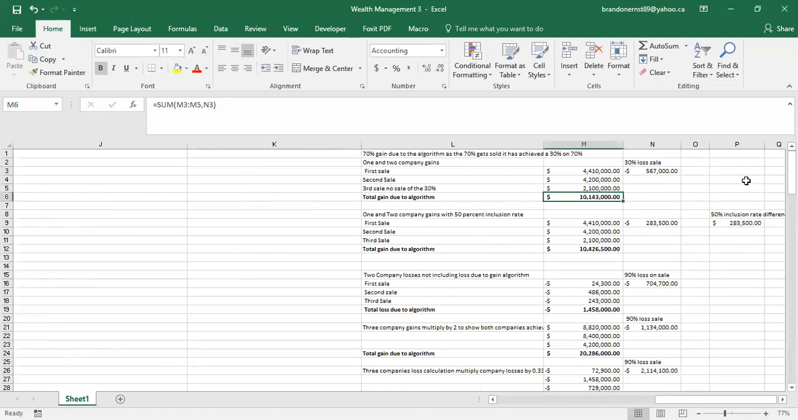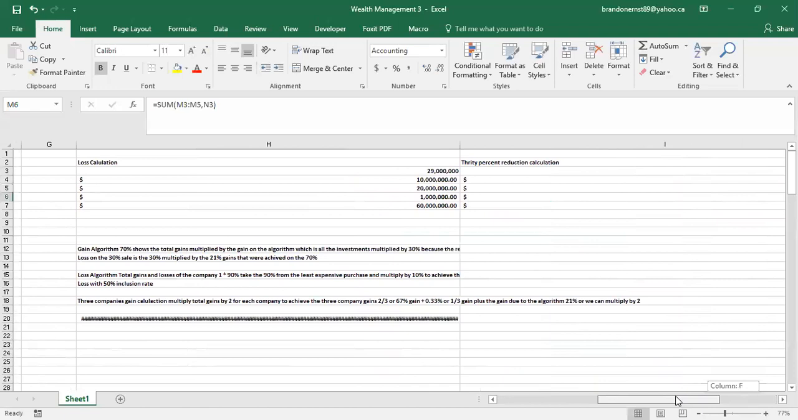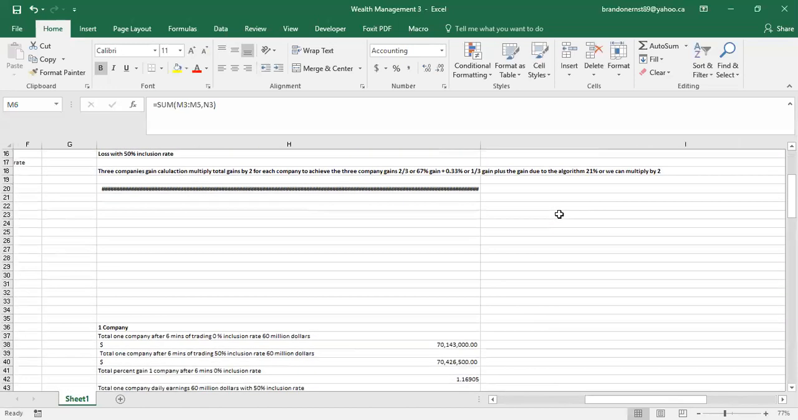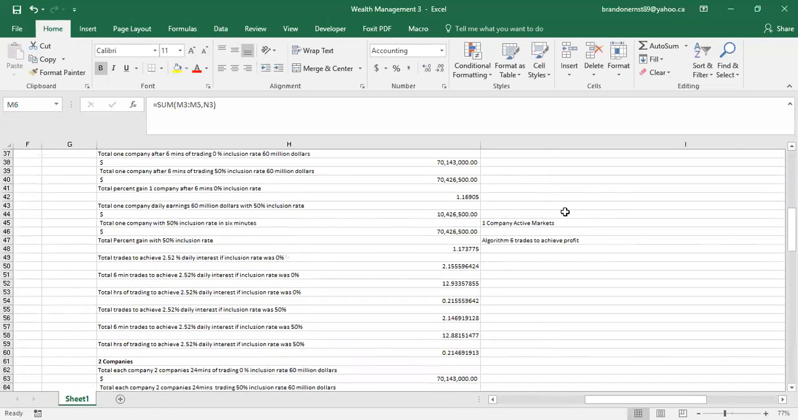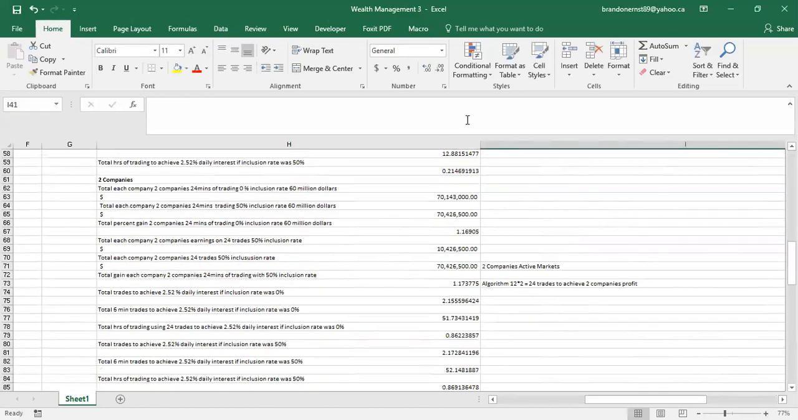In 6 minutes of trading on $60 million, they've gained 10.1 million in 6 minutes. So basically, it's a substantial gain. Once they've sold those, they're able to achieve a very substantial gain, a gain of 1.16%. Now when we get into two companies, it gets a little more complicated.